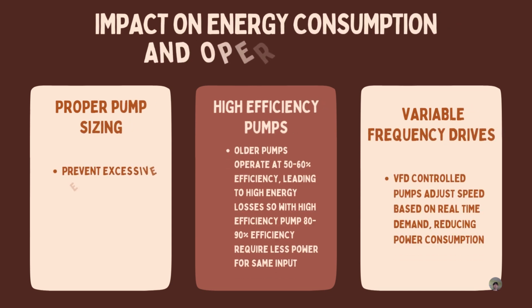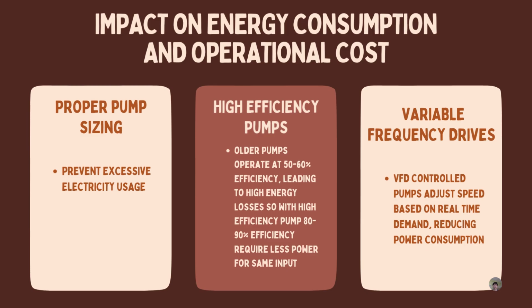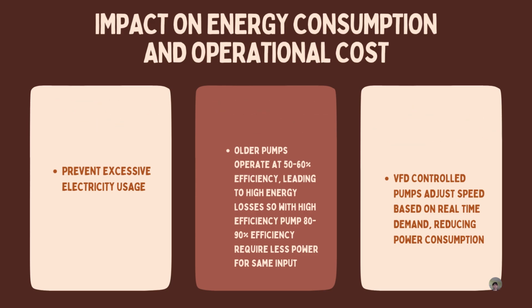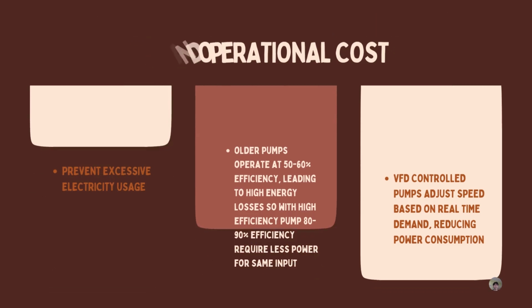And next, impact on energy consumption. First, proper pump sizing will prevent excessive electricity usage. And second, high efficiency pumps. Do you know old pumps operate at 50 until 60% efficiency, leading to high energy losses? So, high efficiency pumps, at 80 until 90% efficiency, require less power for the same output. And third, using variable frequency drives, VFD control pumps adjust speed based on real-time demand, reducing power consumption.